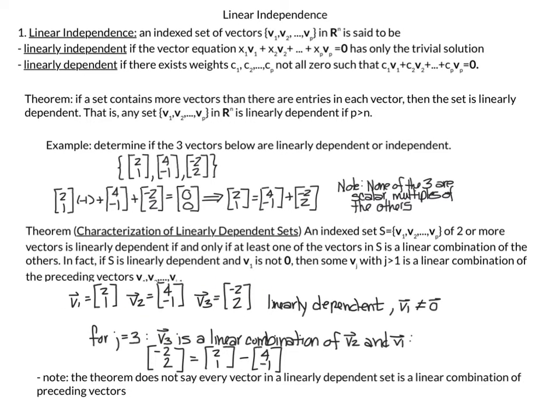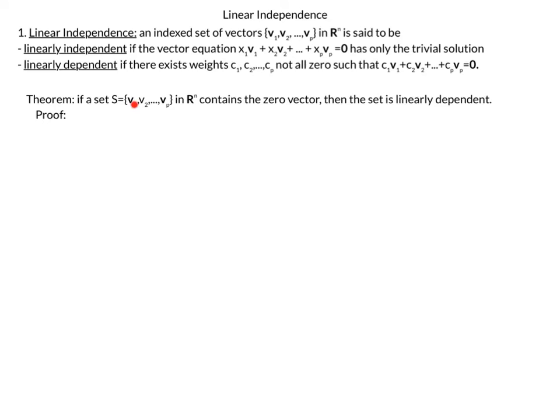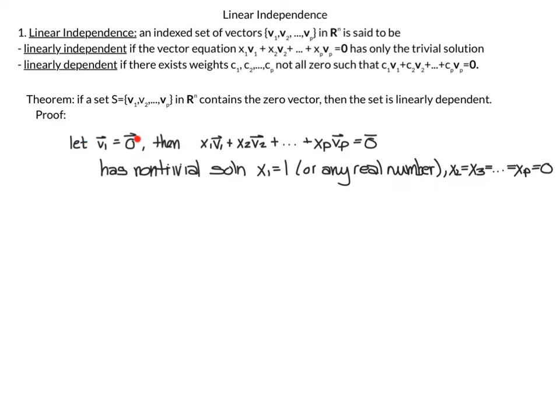Now we are down to our last theorem, which says if a set V1, V2 up to Vp in Rn contains the 0 vector, one of these is the 0 vector, then the set is linearly dependent. For my proof, I'm going to let V1 equal 0. It's symmetric, any one could be equal to 0, but one of them is equal to 0. Then I have my linear combination equation, x1v1 plus x2v2 plus up to xpvp equals 0. So these are going to be linearly dependent if there exists a non-trivial solution. And in fact, because v1 is equal to 0, x1 could equal anything.